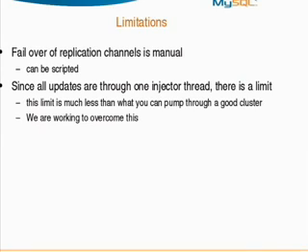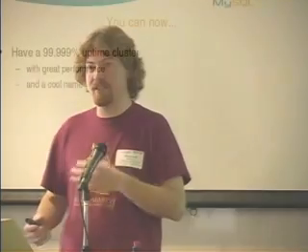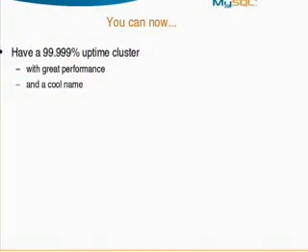And since all the updates are going through only one injector thread on one node, there is actually a limit to how many transactions you can have executing on your cluster and go through this replication channel as it is now. We say this is generally less than what you can achieve with a decent sized cluster and hammering it, which is a shame, but not everyone is running 100,000 update queries a second or something like that. So we're working on overcoming this as well to make sure that you can have the maximum throughput of a normal cluster and replicate that. But you can now have this very high uptime cluster, so we say 5 nines uptime, that has really good performance for a bunch of things, and we're getting more and more performance improvements as we go.